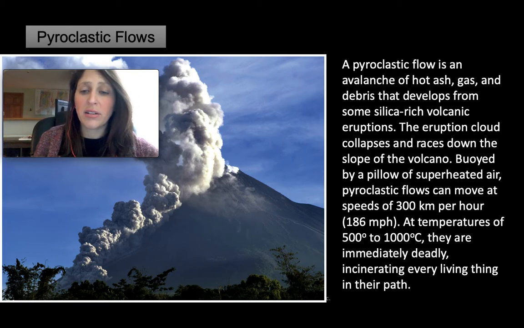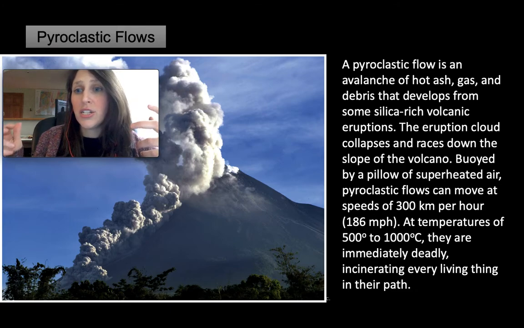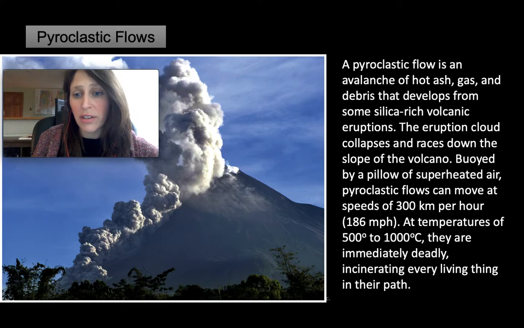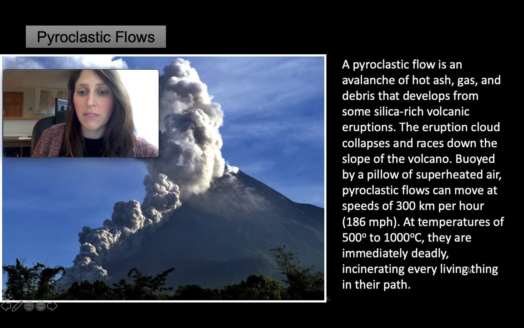These types of pyroclastic flows are extremely dangerous. They travel at incredible speeds, bringing very hot ash, debris, and gases with them as they barrel down the flank of the volcano. If you are at the base of a volcano or near a volcano when a pyroclastic flow happens, chances are you will not survive it because they travel at incredible speeds and they're very, very deadly. They incinerate every living thing in their path.